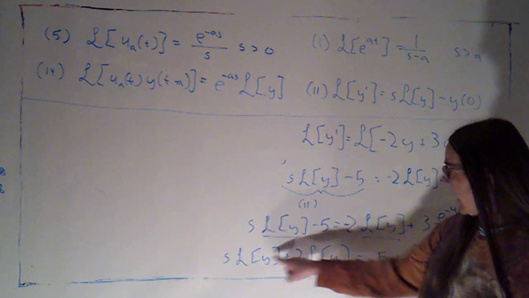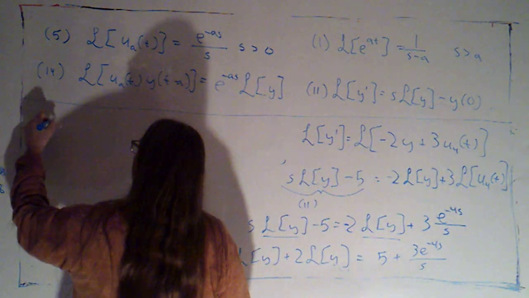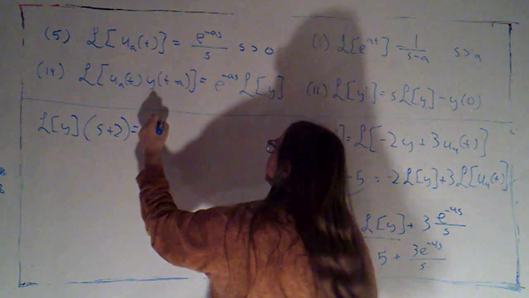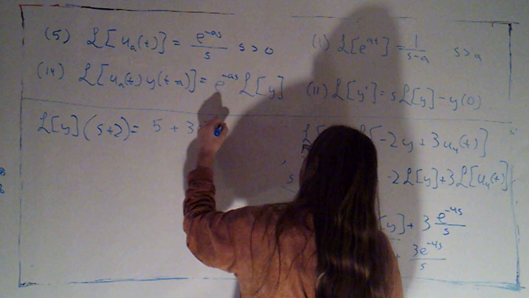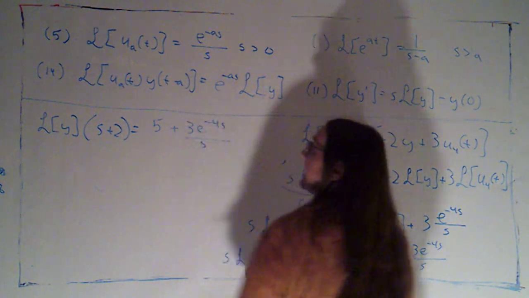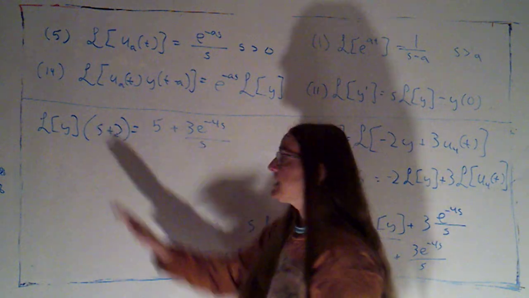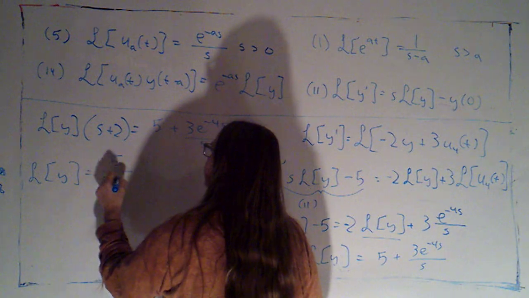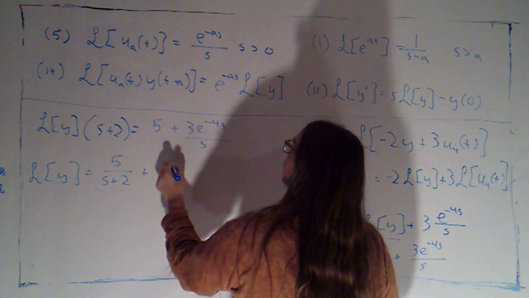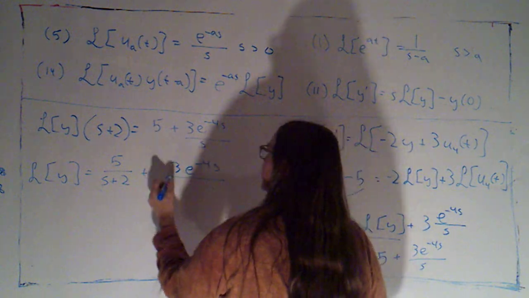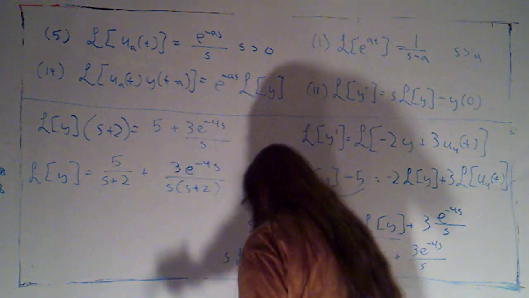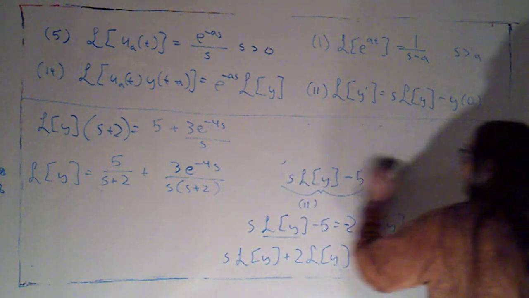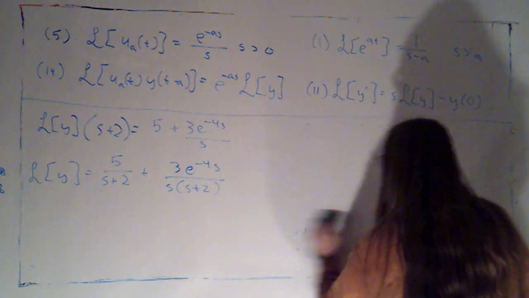So now I can factor out the Laplace transform of y. So that's being multiplied by s plus 2, and that's equal to 5 plus 3 e to the negative 4s all over s. So I'm going to divide both sides by s plus 2. So the Laplace transform of y is going to be 5 over s plus 2 plus 3 e to the negative 4s over s times s plus 2. Excellent. So we've found our function that's the Laplace transform of y.